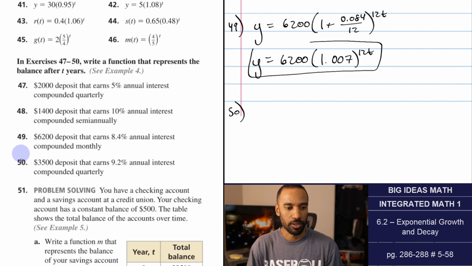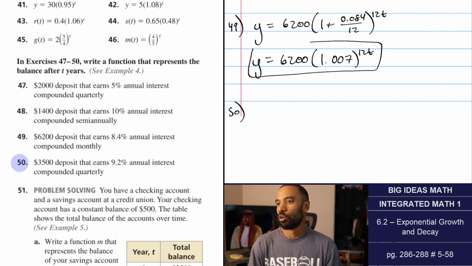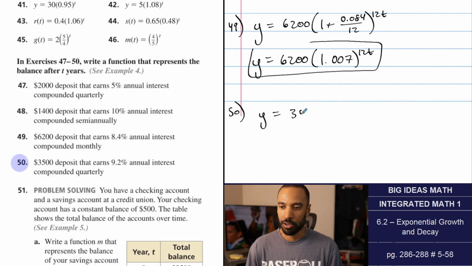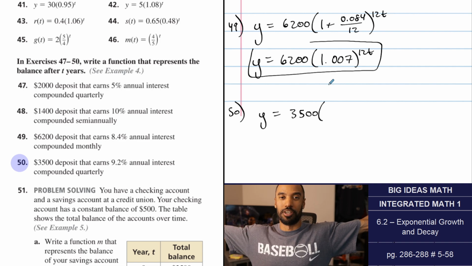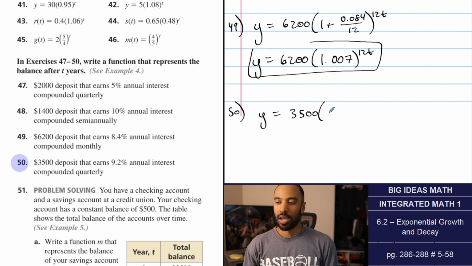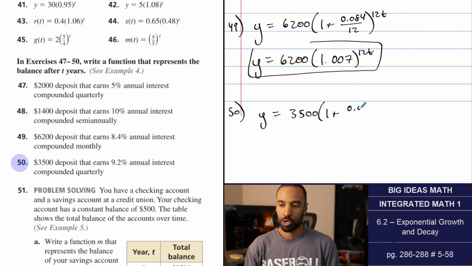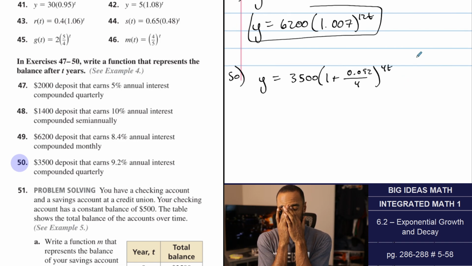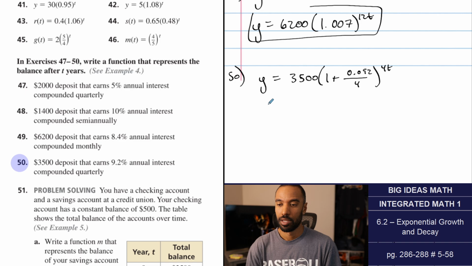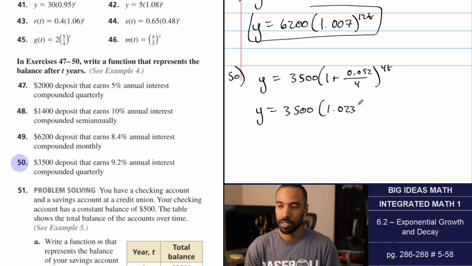We're back to compounded quarterly. That's no change for us. Hopefully you're good on writing those decimals now like these ones because the next one shows up this way. $3,500 deposit is our principal. My neck, man. This isn't going to change for some future videos here in this chapter. Times 1 plus 0.092 quarterly is over 4 to the 4t power. 0.092 over 4, 92 over 4, 23, so 0.023. So y is 3,500 times 1.023 to the 4t power.